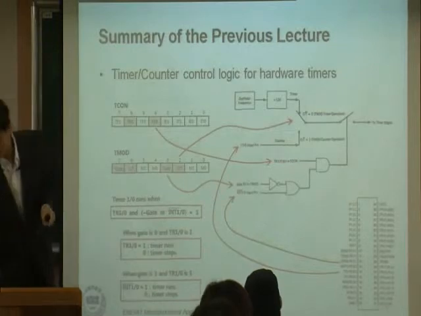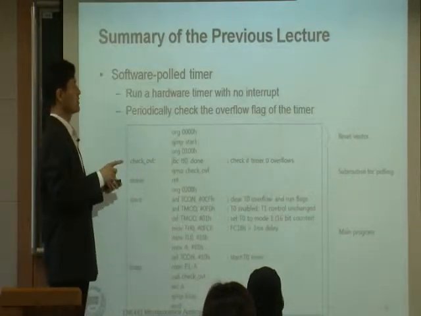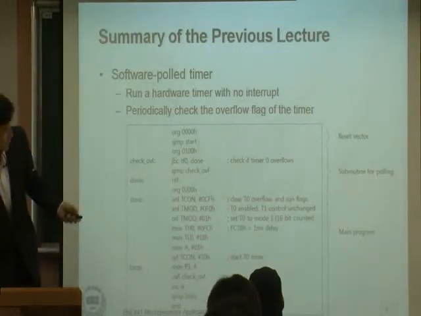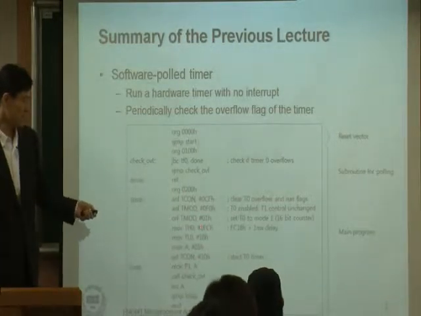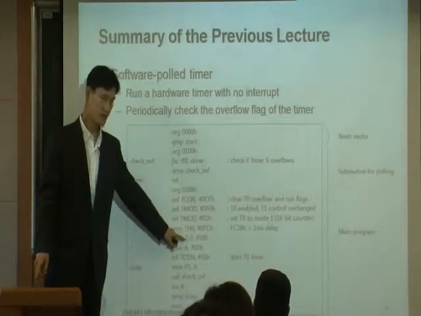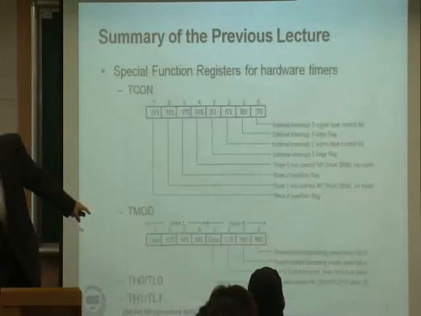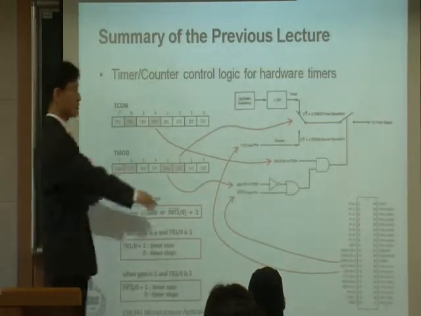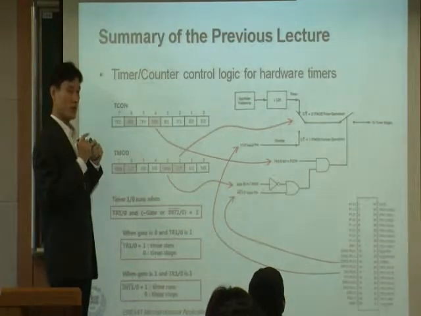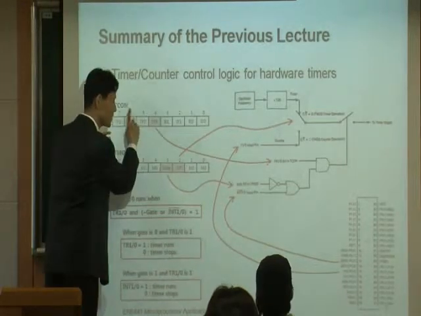there are 2 ways. That's what I'm saying here. One way is to do software polling. What that means is you program the timer like this: TCON, TMOD, and TH0, TL0. This is the initial value. You program it like this. Then the timer runs. And for the software, what you need to do is just watch this until this becomes 1.